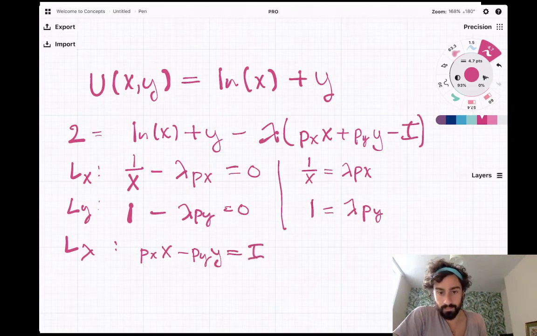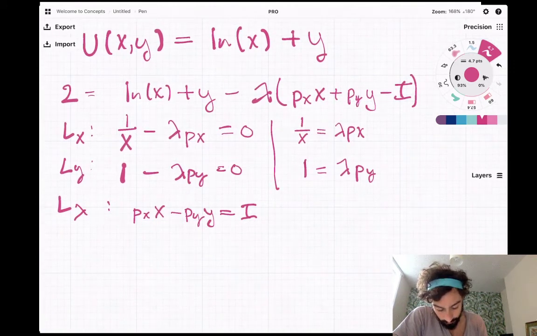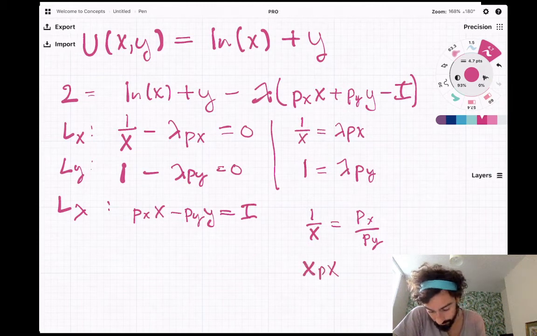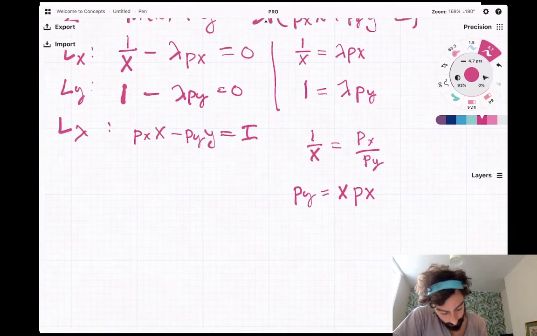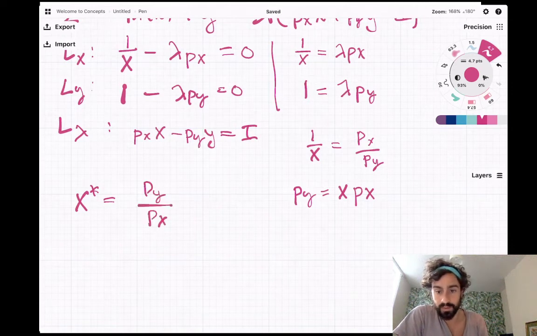Now, what do we do? Take the derivative with respect to x and y, take the ratio of Lx and Ly, and we end up with 1 over x is equal to px over py, or that x px, right, so this is just dividing these two by each other, and then we can just multiply each side by x and py, and we get that py is equal to x times px, which implies that x star, so that already gives us a solution for x star, is equal to py divided by px. Right, so we can find that that's a solution.